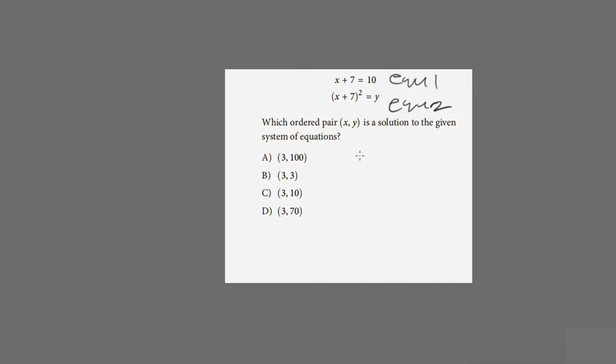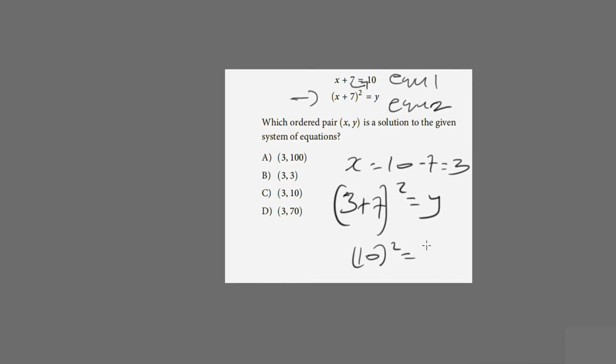Now let's make x the subject in equation 1. So to make x the subject, this 7 crosses over the equality sign and changes to negative 7. So our x will be 10 minus 7, which gives us 3. Now when x is 3, let's find the value of y. What you need to do is substitute the value of x in equation 2. So we're going to have 3 plus 7, squared, equals y. So 3 plus 7 is 10, so you have 10 squared equals y.